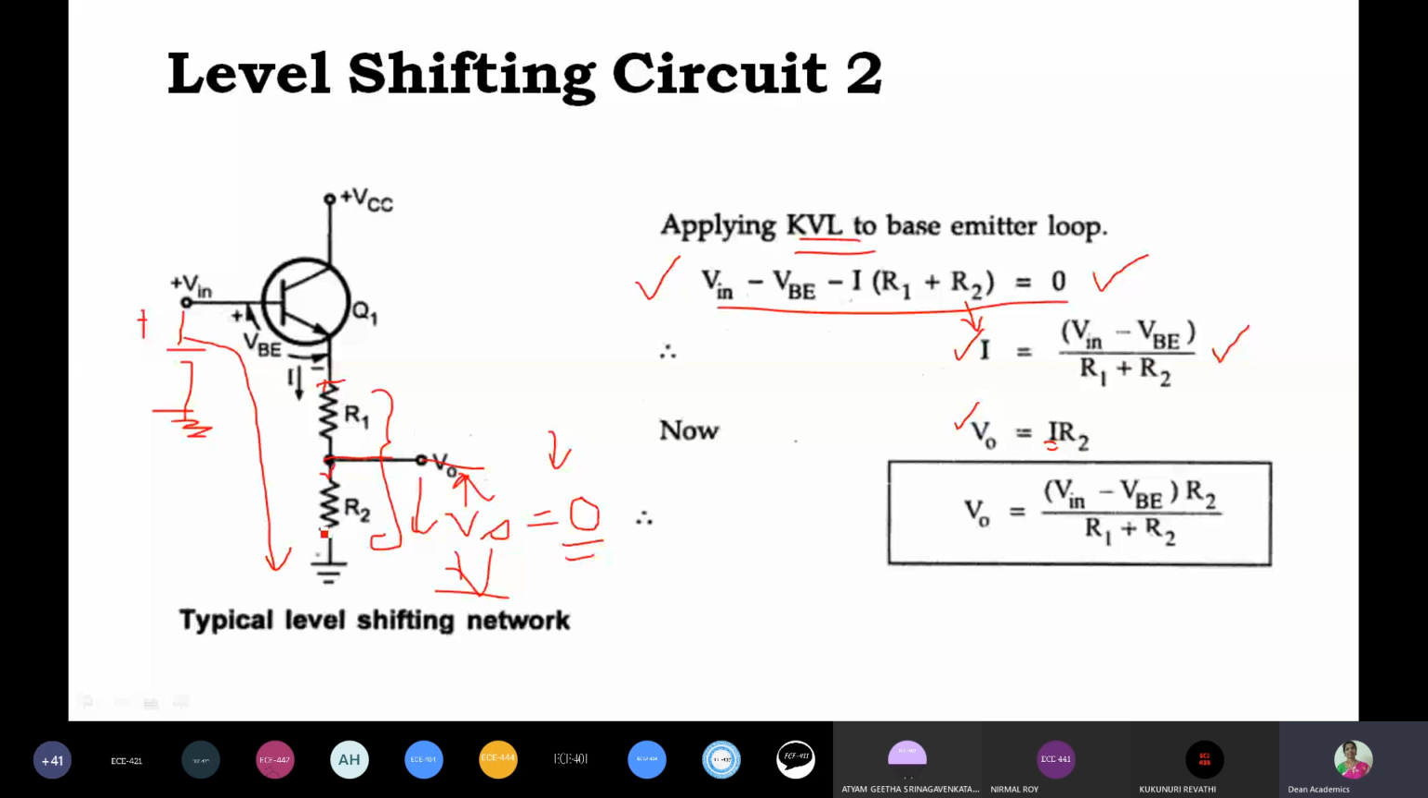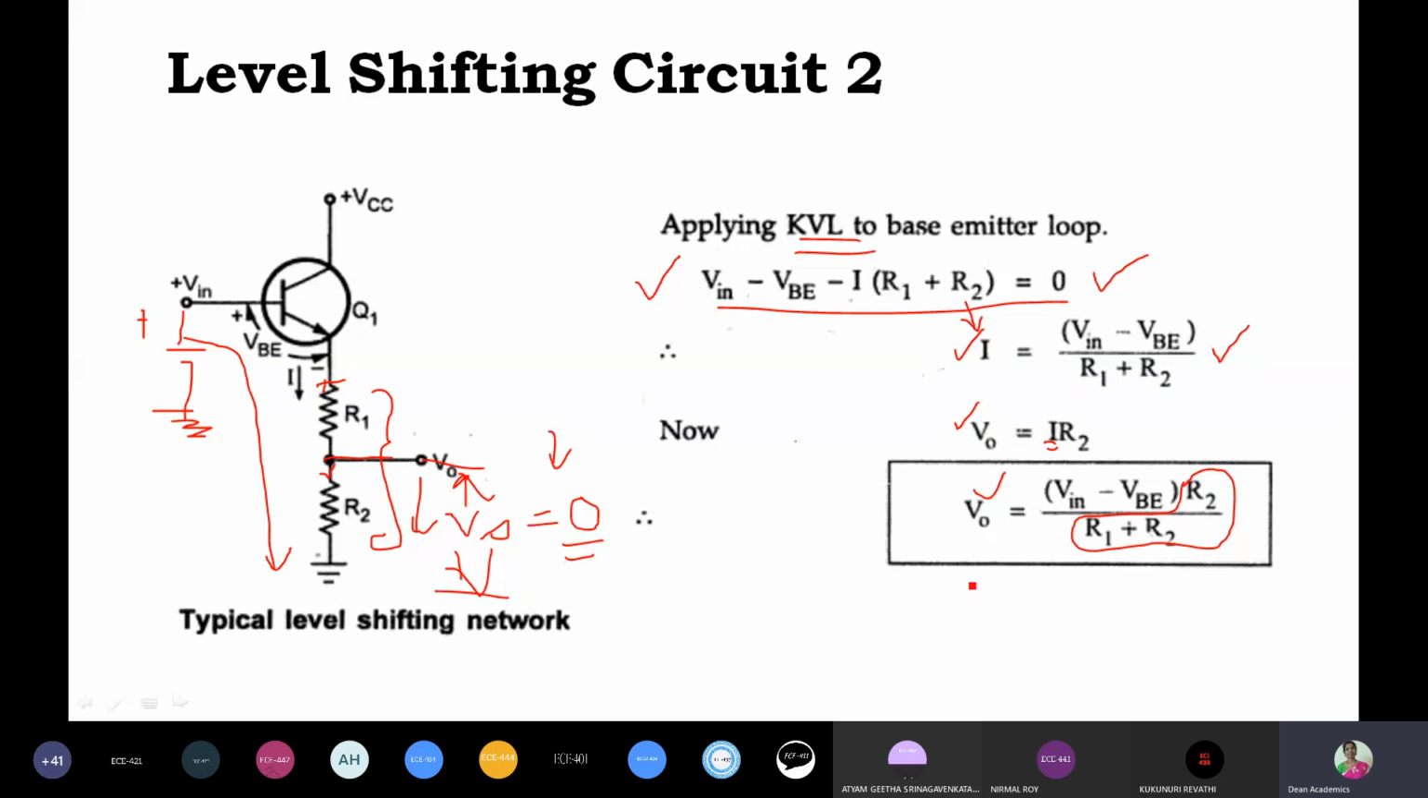In the previous case, without this resistor, we got V0 equal to Vin minus VBE. Now what we have done is added one more resistor like this. With this arrangement, the output can be controlled by a factor R2 by (R1 plus R2).